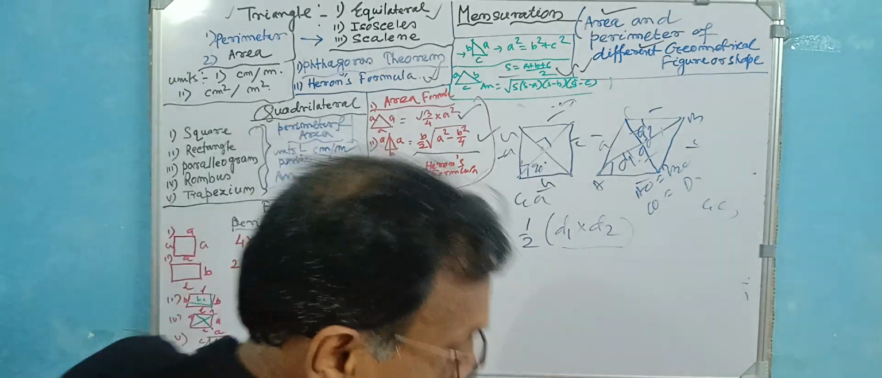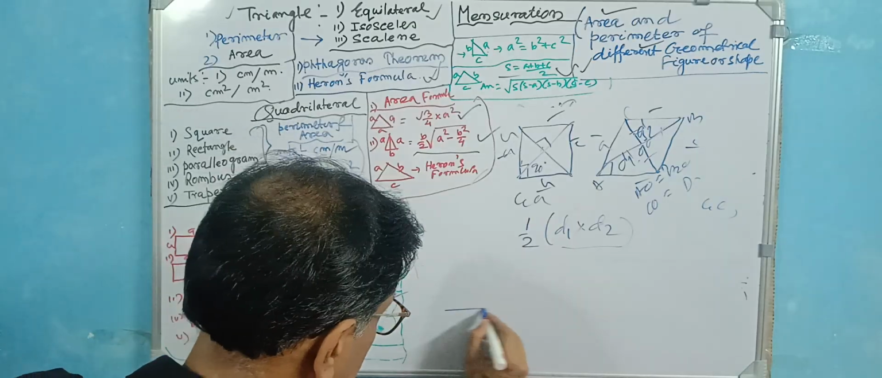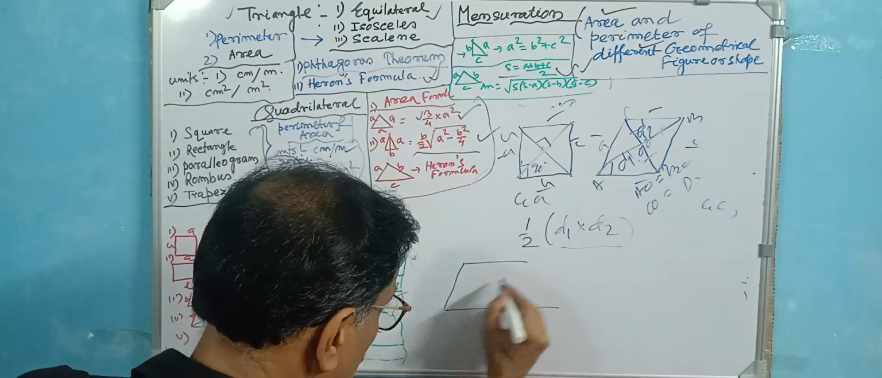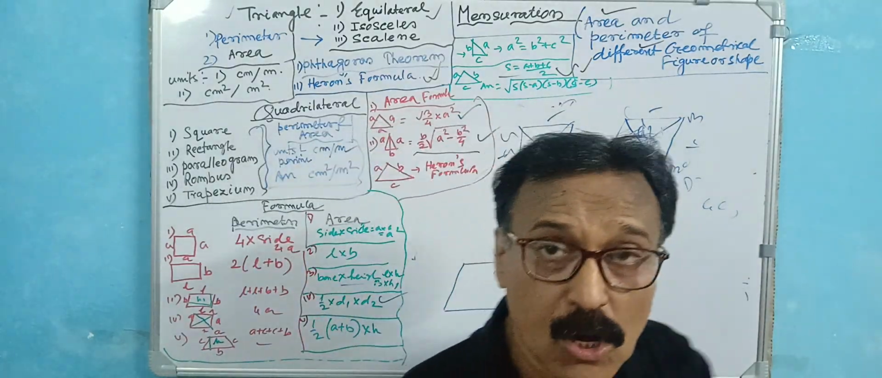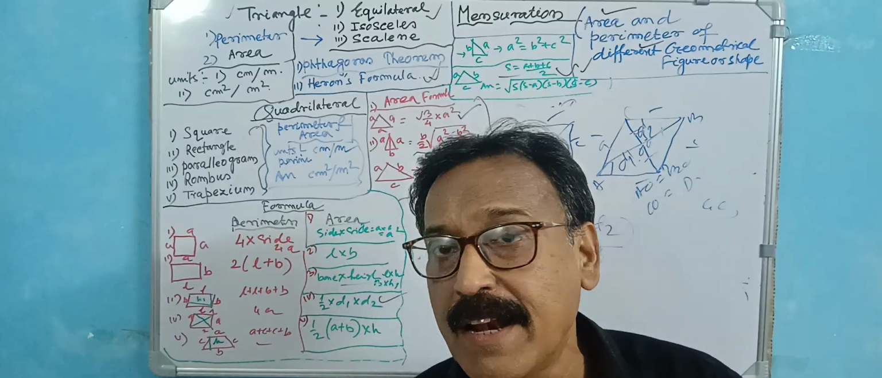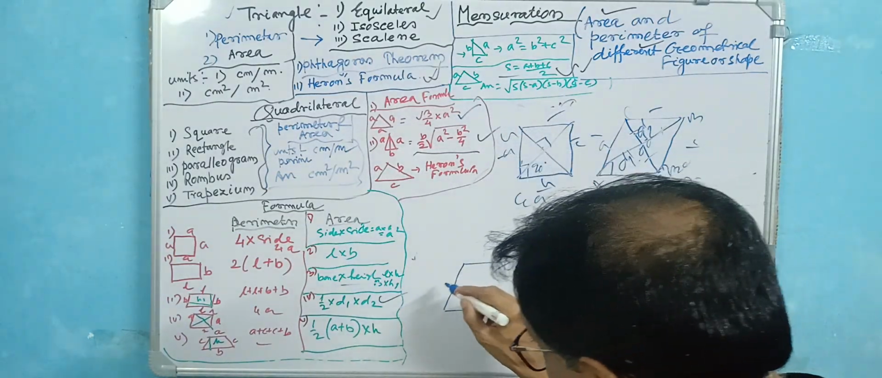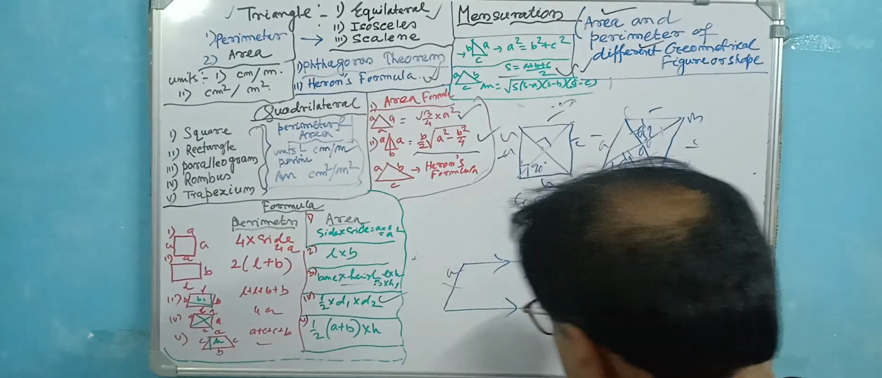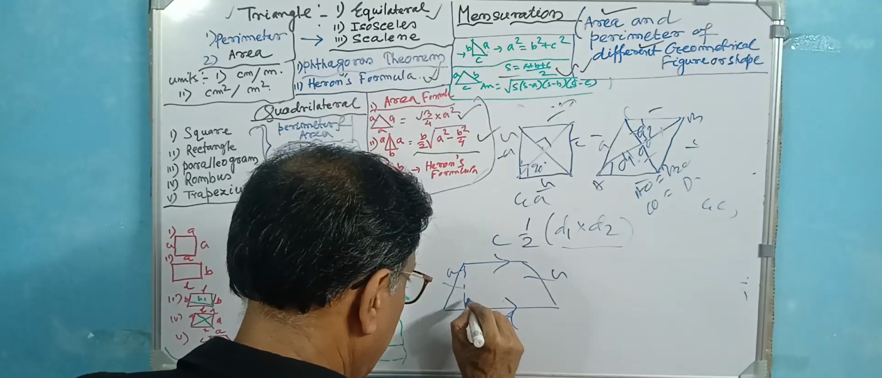Now the last one is called the trapezium. This is actually the isosceles trapezium, which means these two sides are equal. In a trapezium, two opposite sides are parallel and two opposite sides are not parallel. So this is parallel. In the isosceles trapezium, the non-parallel sides are the same. Suppose this is C, this is D, and this is H.